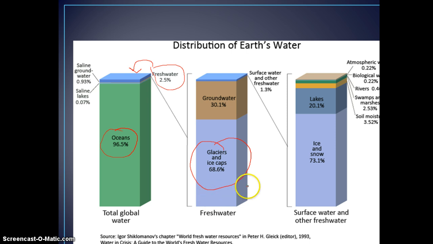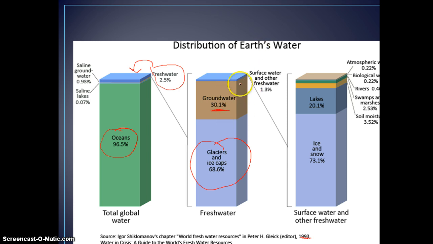Now, obviously this graph was produced in 1993, so not extremely recent. So depending upon how much melt has taken place, this 68.6% might be rounded up to 70%. But remember, we're looking at a very small portion of all of the total global water. So we have to look into that a little bit further just to see if this should change. Groundwater, 30.1%. So all that stuff, remember talking about infiltration? If it's going into the ground, infiltrating, becoming part of the groundwater, that is 30.1%.